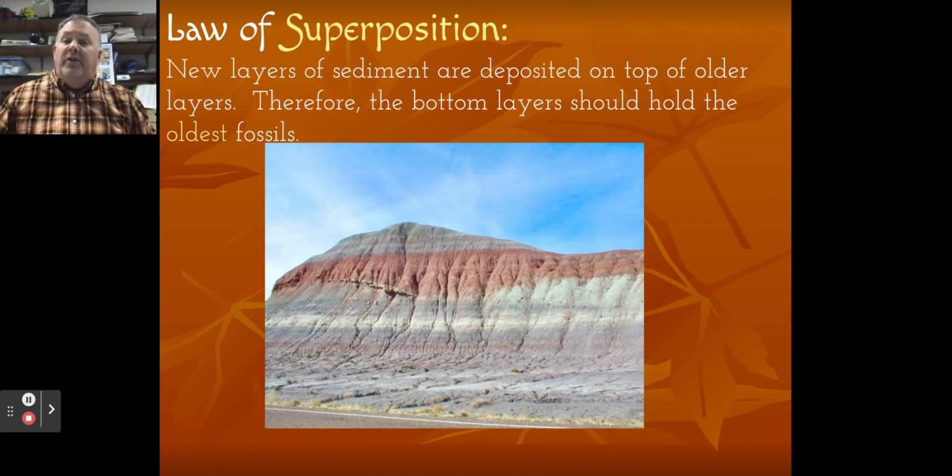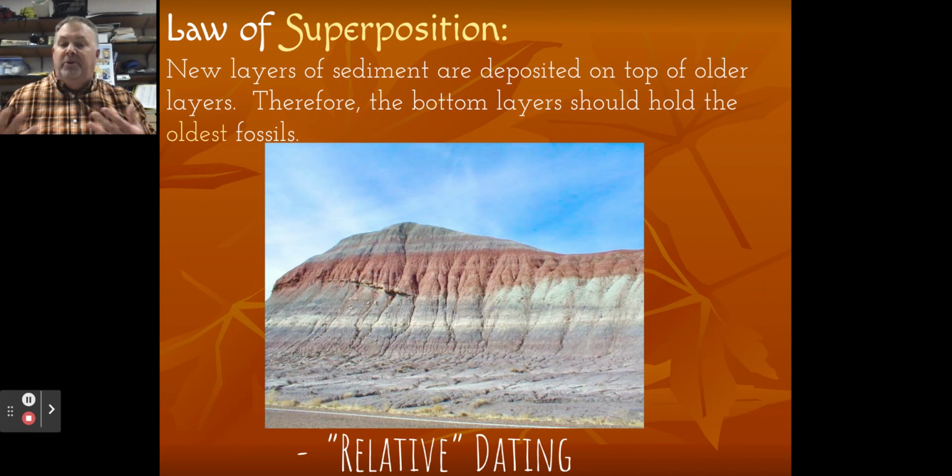And we would look at this as the top being the newest layers of the Earth, and the older is further on down. So this erosion that has taken place has exposed all this for us to see and interpret. Therefore the bottom layers, potentially, if they have any fossils, will have the oldest fossils. This idea is called the law of superposition.